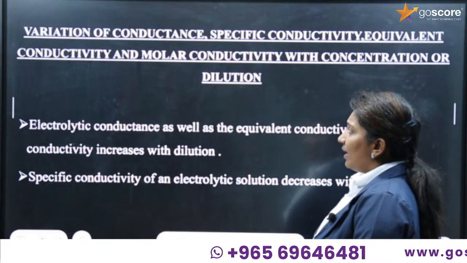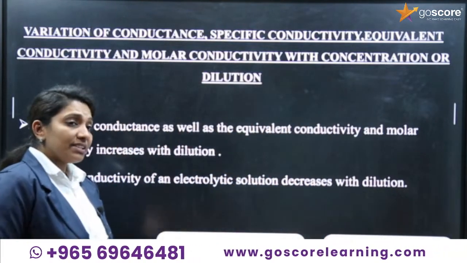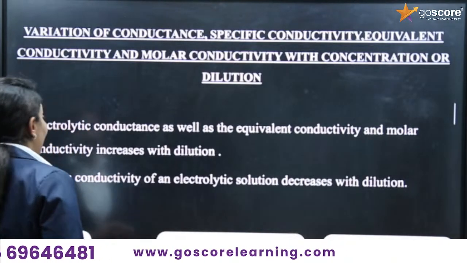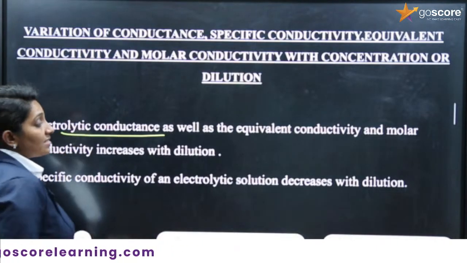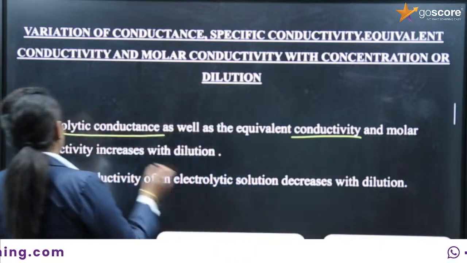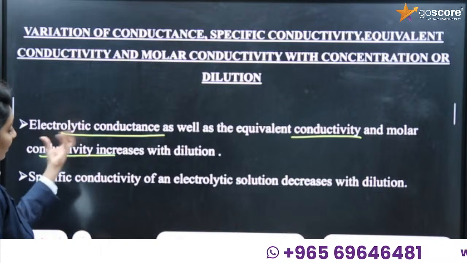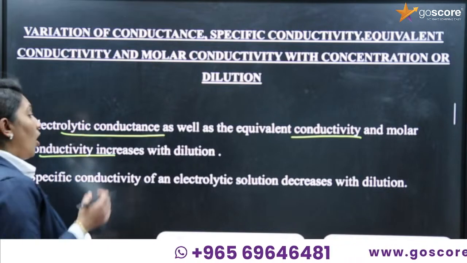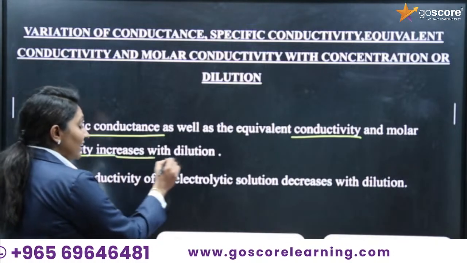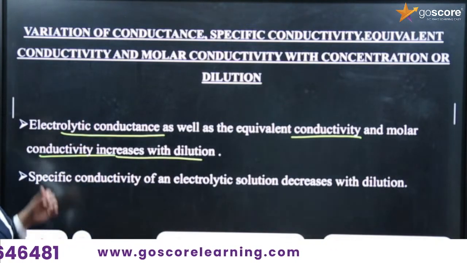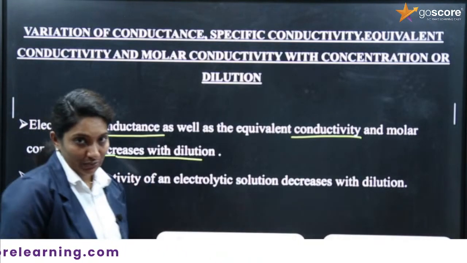Now see, actually, when you are diluting the solution or when you are changing the concentration of an electrolyte, the electrolytic conductance, the equivalent conductivity and the molar conductivity of the electrolyte will increase with dilution, whereas the specific conductivity of an electrolytic solution decreases with the dilution.